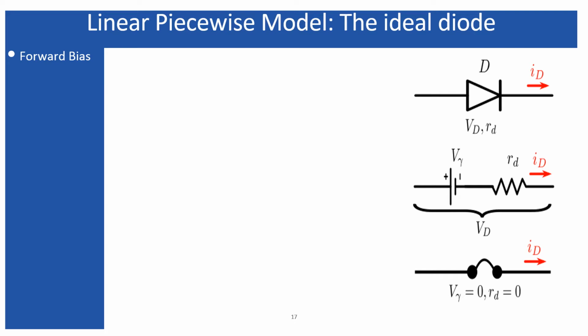Next one is the piecewise linear model of the ideal diode. Let's see what the piecewise linear model of the ideal diode will be. Practically, when you are constructing a circuit, all the elements within the circuit consume some amount of power. But when you are considering the ideal case, then other than the load, there will be no power consumption due to the other elements.